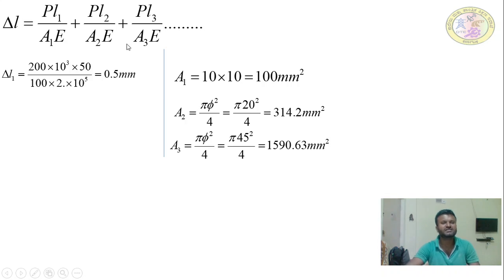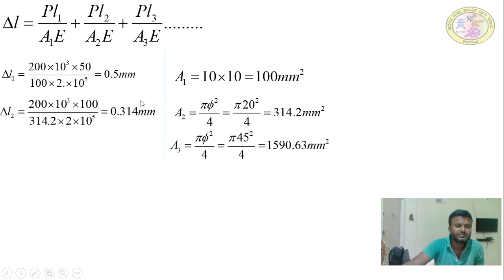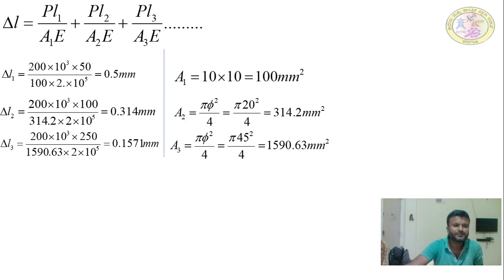Next comes the second section of 20 mm diameter circular section. Delta L2 is equal to 200 into 10 to the power of 3 Newton, 100 mm length, area 314.2, E 2 into 10 to the power of 5. Elongation is 0.314 mm. Next, delta L3 is 200 into 10 to the power of 3 into 250, length of member 3 is 250 and area of member 3 is 1590.63 into 2 into 10 to the power of 5, Young's modulus. So delta L3 is equal to 0.1571 mm.